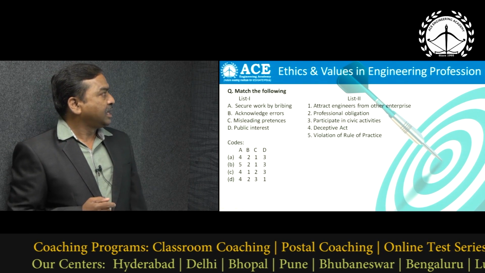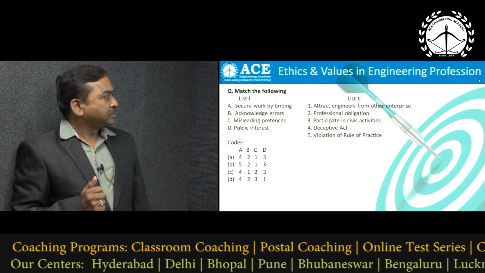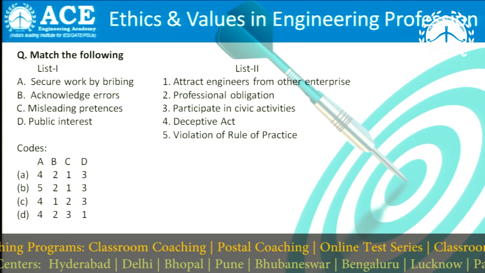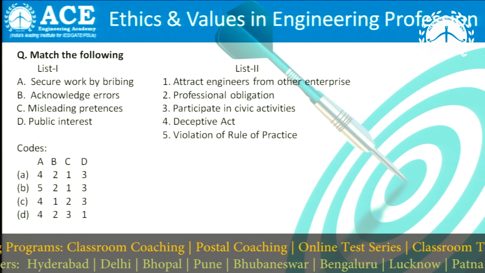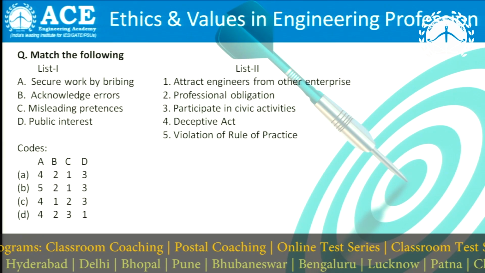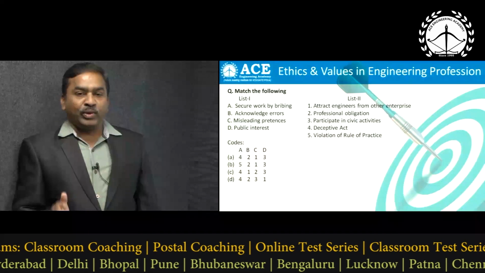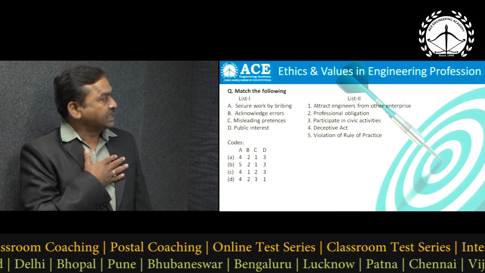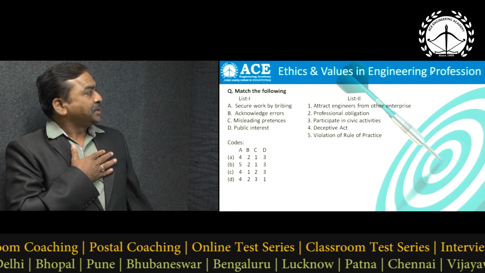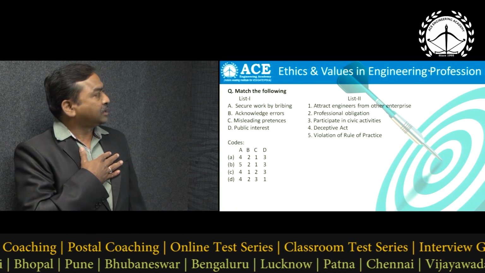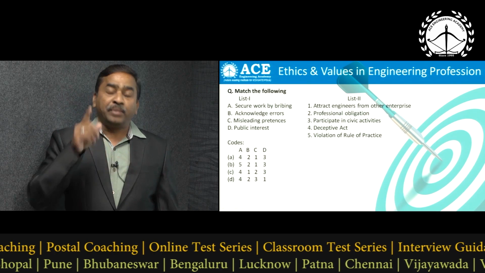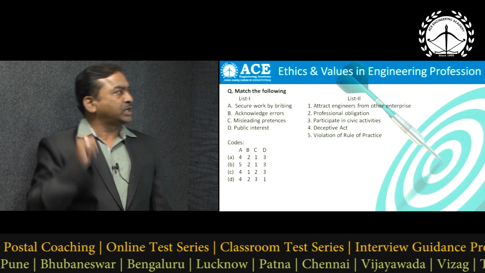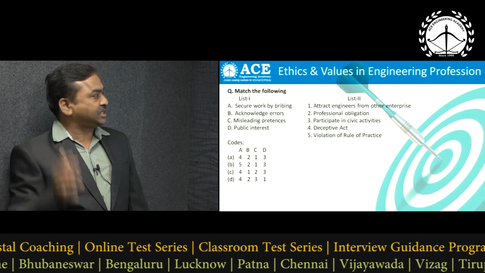Again, match the following. Secure work by bribing: while you are securing work by bribing, you are deceiving somebody. So 1 and 4. Again applying the principle of elimination, B is eliminated straight away here. Acknowledge errors. We are honest people. We should acknowledge our errors. So it is basically a professional obligation. The third one, misleading pretenses. They are misleading. That means you are putting somebody into jeopardy or confusion. Attract engineers from other enterprises is the answer.